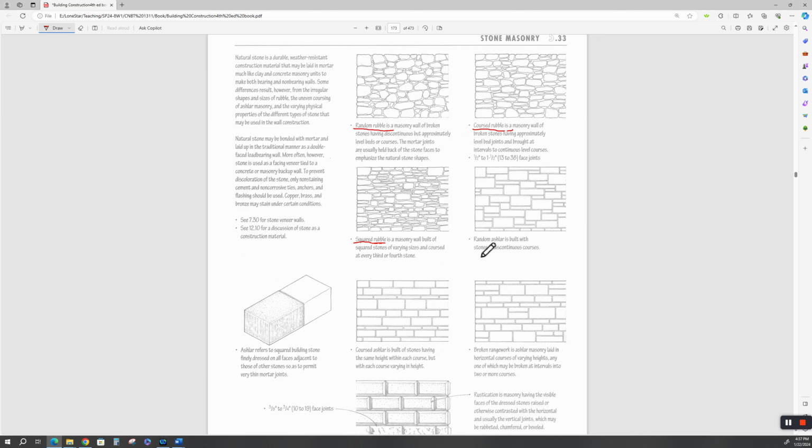Random ashlar is built with stones in discontinuous courses, but this isn't some random stone you pulled out of a riverbed. These stones are faced and they're cut, right? So an ash, oh my God, I can't speak. Ashlar refers to squared building stone. It's finely dressed on all faces, adjacent to those of other stones, so as to permit a very thin water joint. What you're basically doing is you're trying to take one of these boulders up here and you're squaring it off on all the sides.